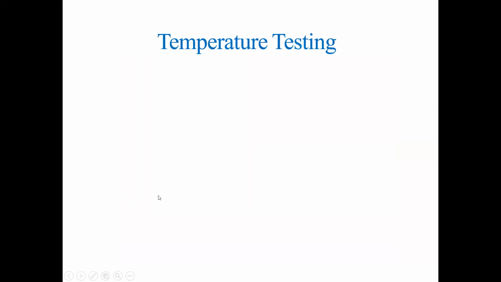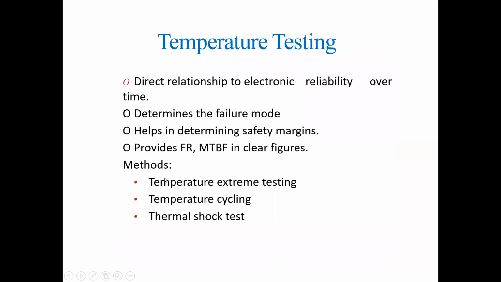The next one is the temperature testing. Here, temperature has a direct relation to electronic reliability over time. We know the reliability R of T is equal to e raised to minus lambda T, which relates reliability to temperature. Here it determines the failure mode, helps in determining the safety margin, and provides failure rate and mean time between failure in clear figures. The temperature methods used here are temperature extreme testing, temperature cycling, and thermal shock test.